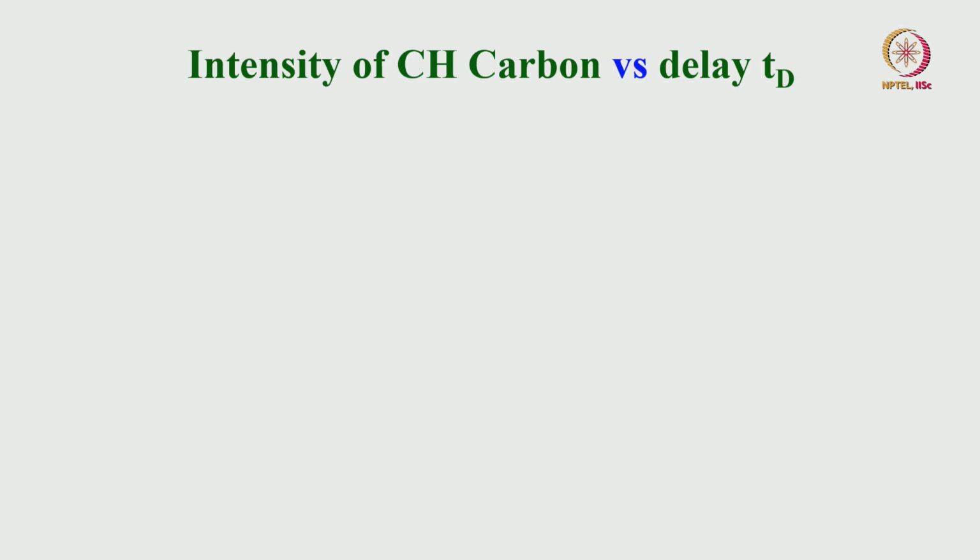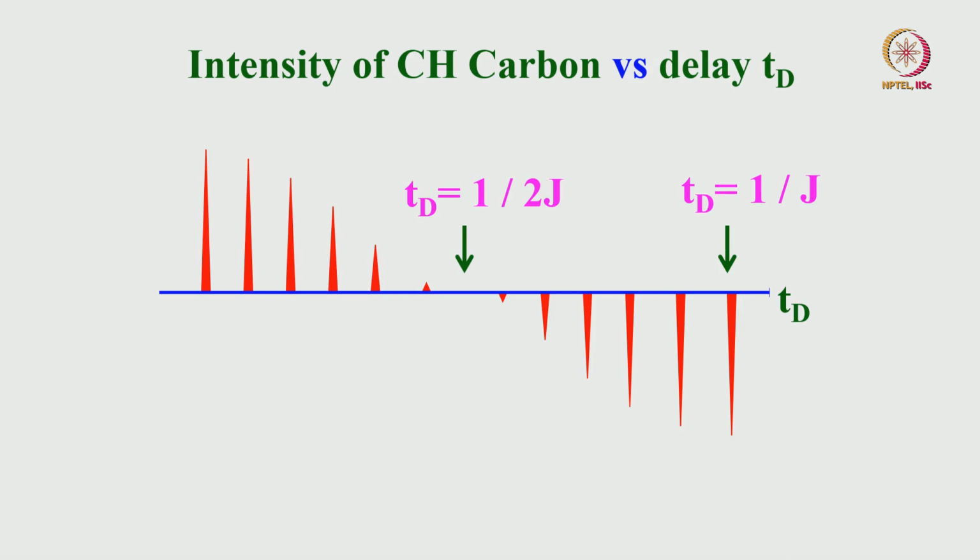I took only examples of two or three time delays, like half J, 1 over 2J like that. But what will happen as a function of delay? Keep on varying the delay and calculate it. At exactly 1 over 2J the signal is 0. That is what we saw. At exactly 1 over J, it will come back and it is a negative intensity. That is what we saw. At 1 over J, the vector components start moving and then reassemble, refocus on the negative x axis. So you are going to get a negative signal for CH.